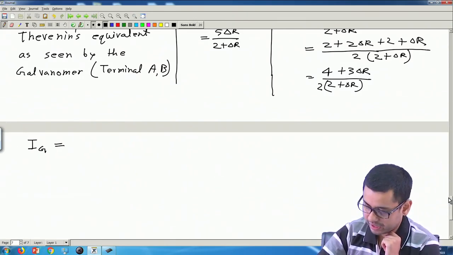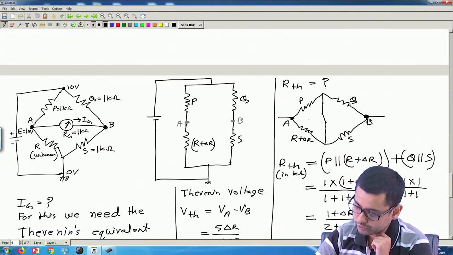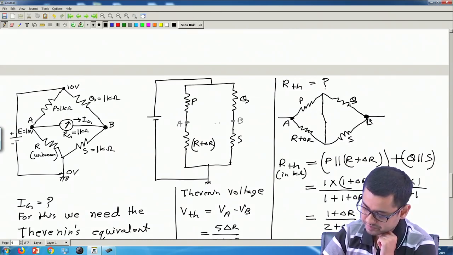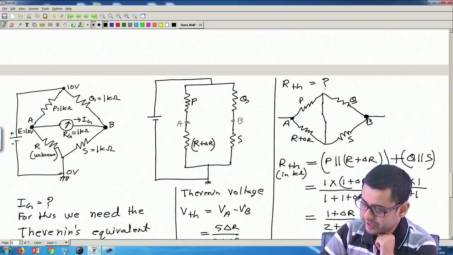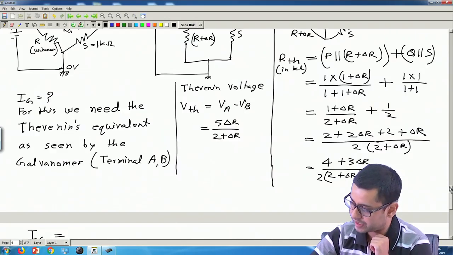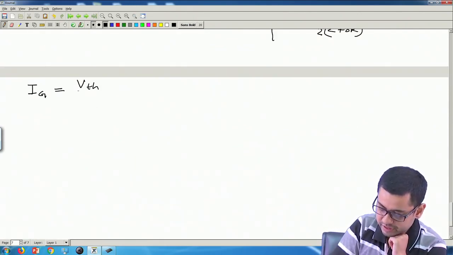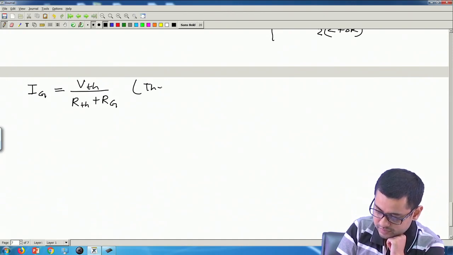Ig will be nothing but the current which will flow when we connect the galvanometer here. Now if we connect the galvanometer in this circuit, the current that will flow through the galvanometer according to Thevenin's theorem will be V Thevenin divided by R Thevenin plus Rg.